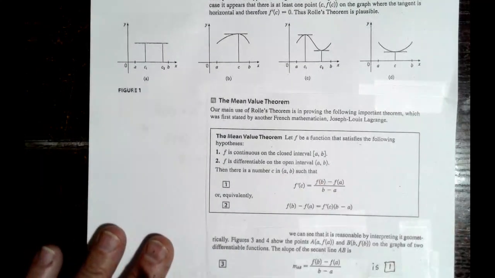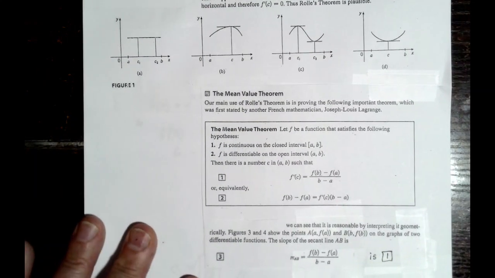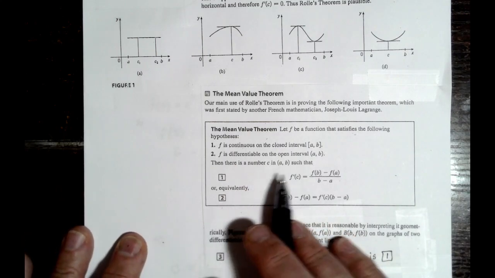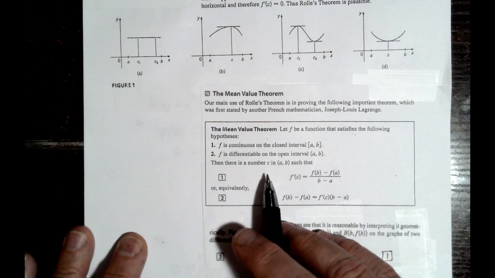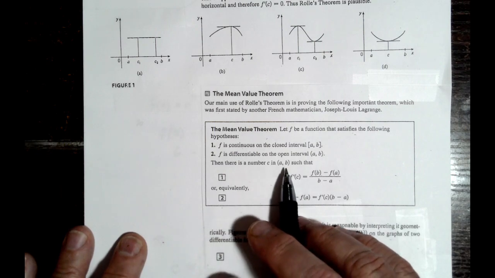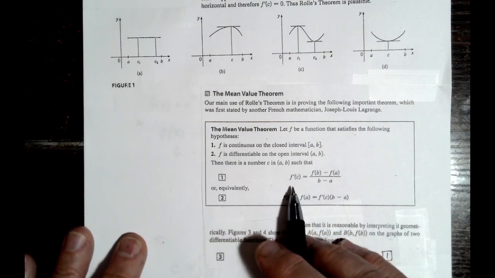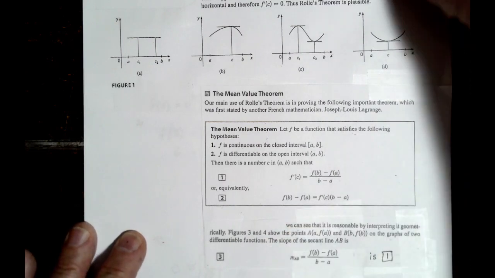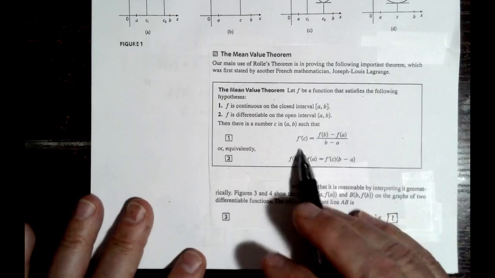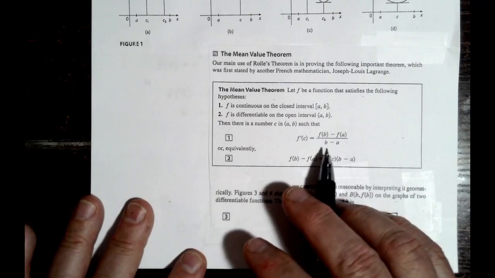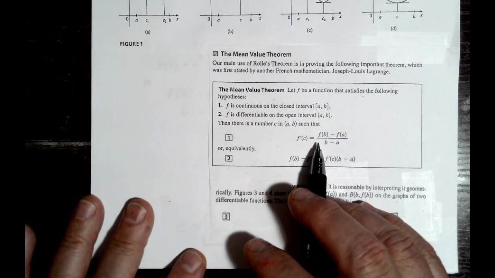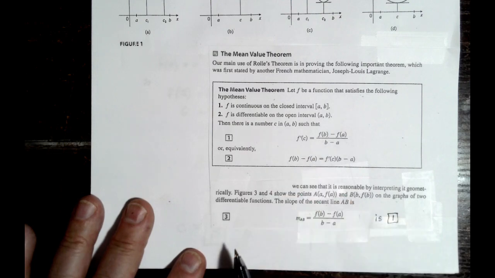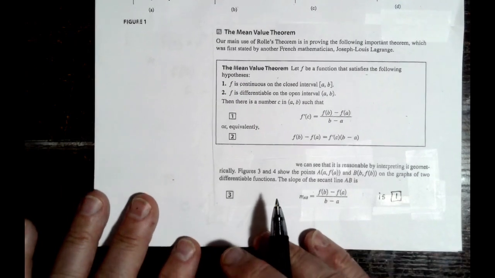Right? Now what does the mean value theorem say? The mean value theorem says if f is continuous on the closed interval and f is differentiable on the open interval, then there's a number c in that open interval such that f prime of c equals f of b minus f of a over b minus a. In other words, it's the slope formula, right? The first derivative at c equals the slope of the secant line, the line that goes through f of a and f of b. And we can call that secant line AB.